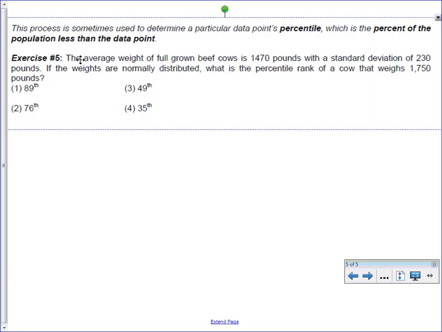Okay, we are going to look at our last exercise, which is exercise 5. This whole process is sometimes used to determine a particular data point's percentile, which is the percent of the population less than the data point. Let me be clear about what this means.